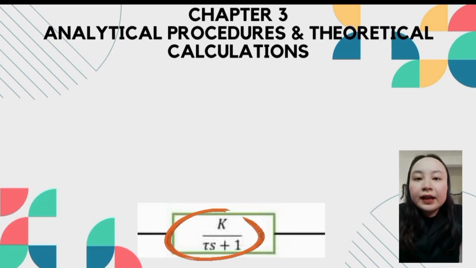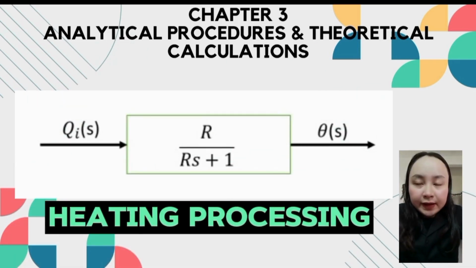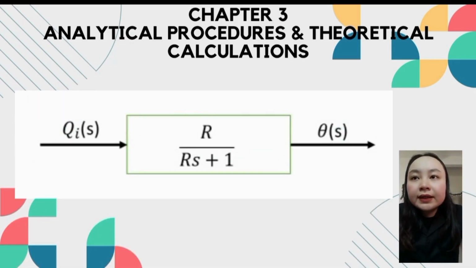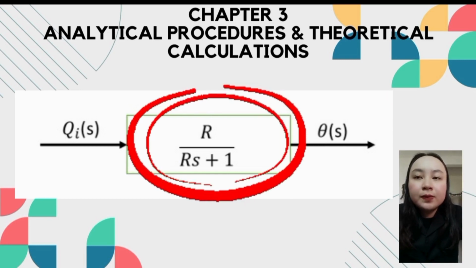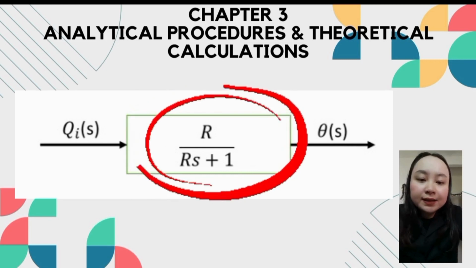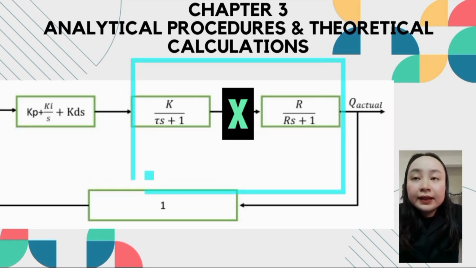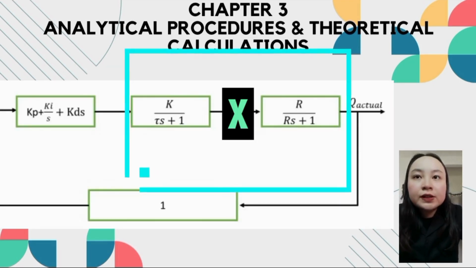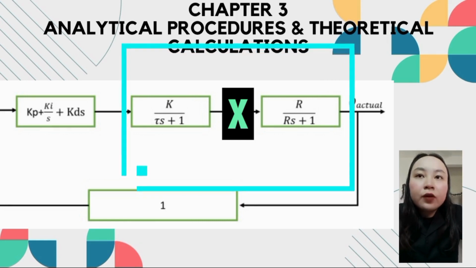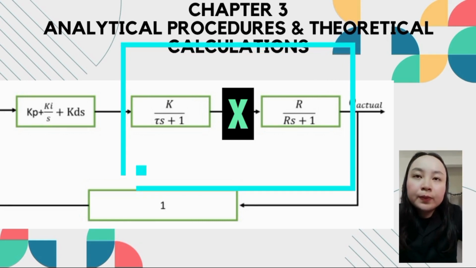And then for the heating process, we got the input as Q desired and the output as Q actual. From that, we created the transfer function, which is R over Rs plus 1. And then we create the closed loop, where we multiply K over tau S plus 1 by R over Rs plus 1 to create the open loop system.